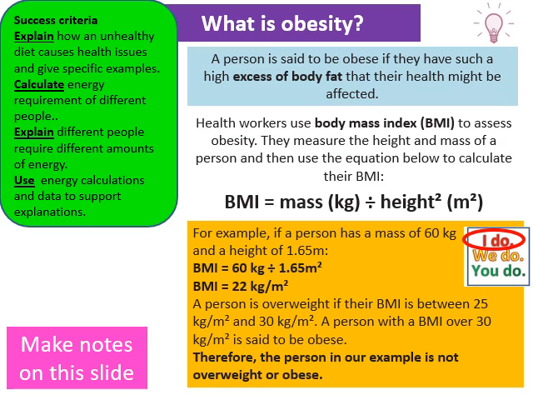So in my example, this person has a mass of 60 kilograms and a height of 1.65 meters. We know that BMI is mass divided by height squared. So I'm going to put these numbers into my equation. My BMI is going to equal 60 kilograms divided by 1.65 meters squared. Okay, now if we do that in a calculator, we should get 22 kilograms per meter squared.